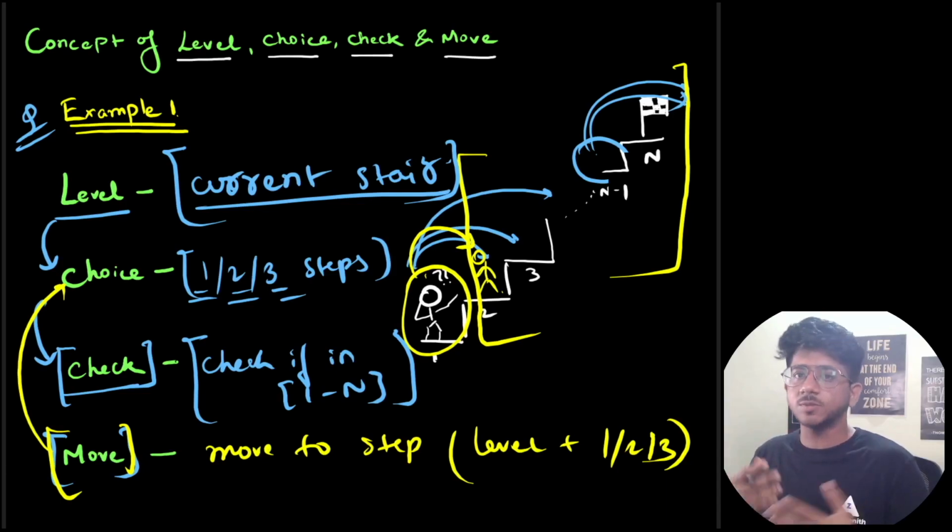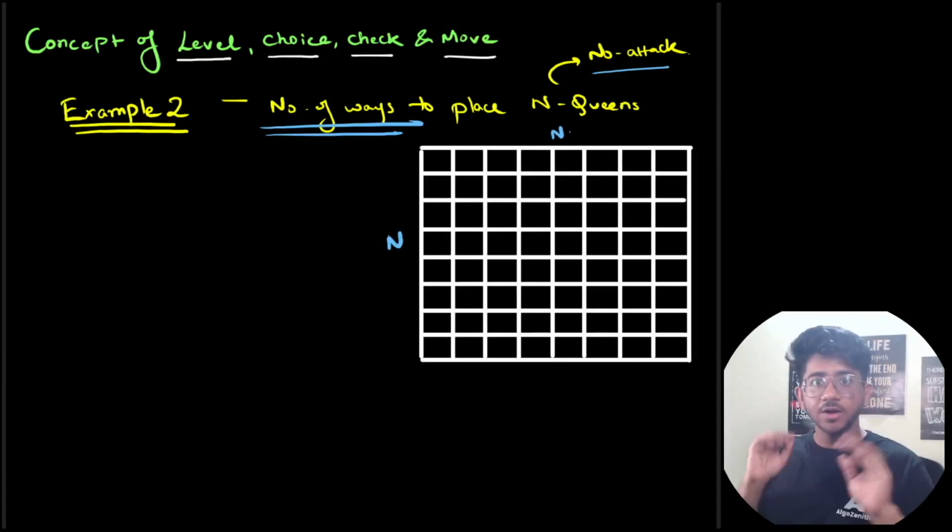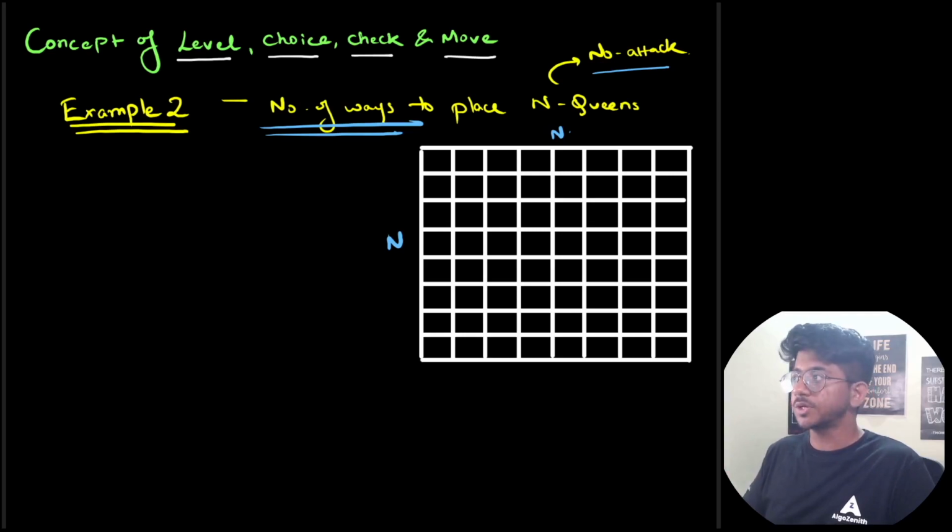What is my current level? What are my choices? Is this choice valid? If it's valid, how do I make a move? Right. Great. Okay. So the next example that we're going to take is this famous problem called the N queens problem, which is: find the number of ways to place N queens on a chess board of size N cross N, so that no two queens attack each other.